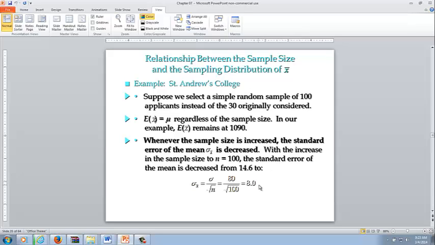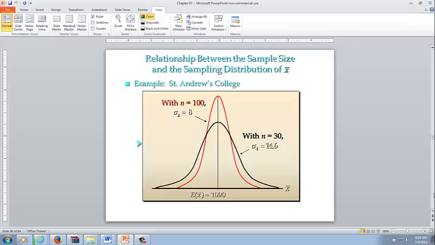Look at the standard deviation. It's now 8, whereas before it was 14.6 when the sample size was 30. What happens is that the sample mean becomes more tightly distributed around its expected value, which you can see in the orange line.